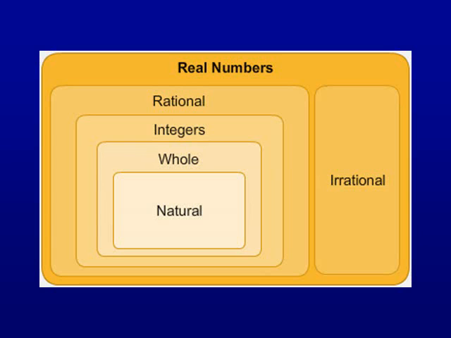And this is the system that we're used to looking at it in this manner last year. Irrational and rational don't overlap. They're totally different sets. They have nothing in common. There's no intersection.